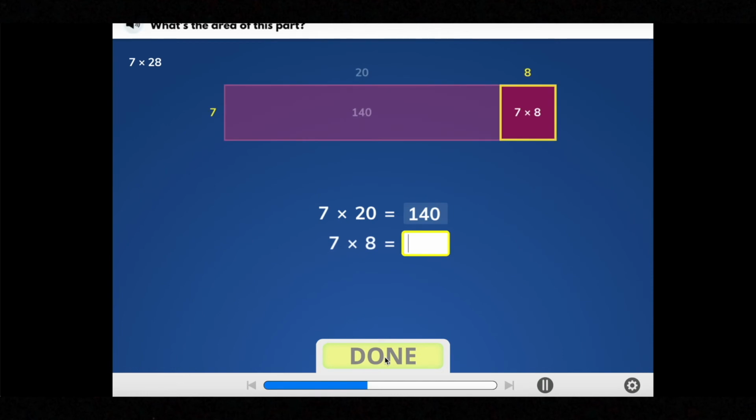Now, as we notice, once again, notice how the system is walking us through.